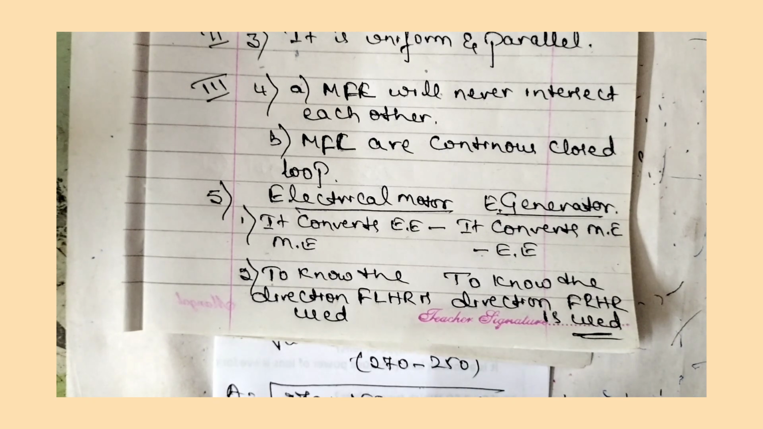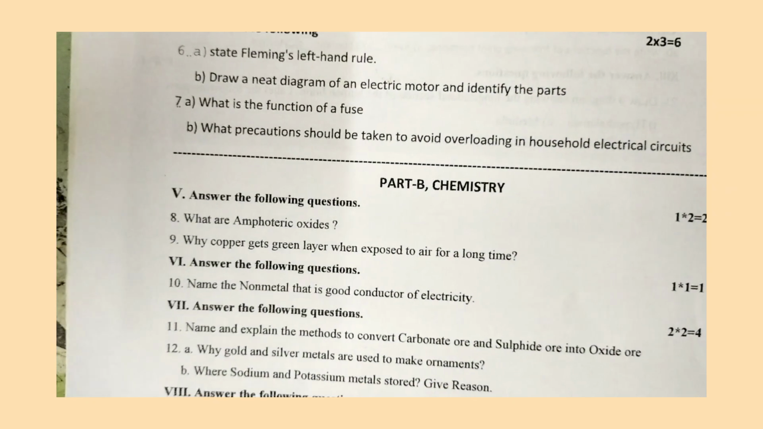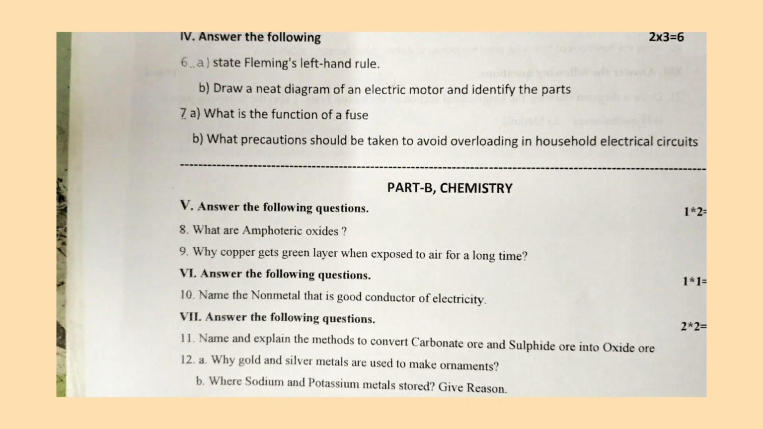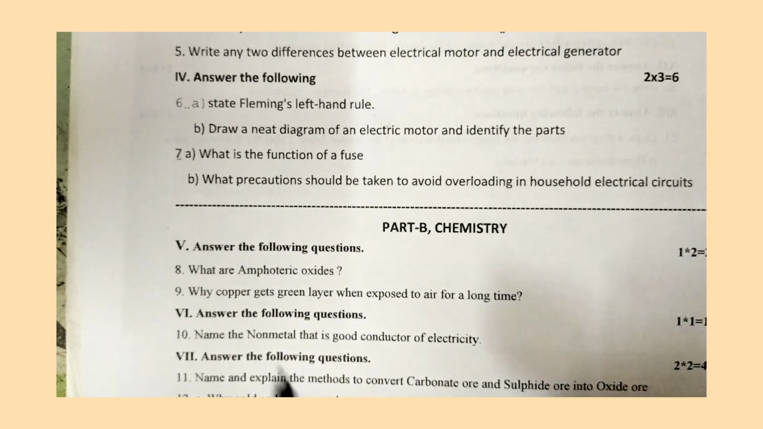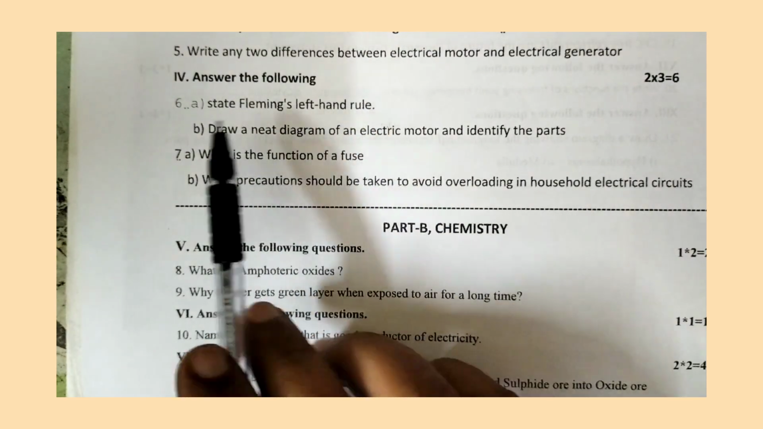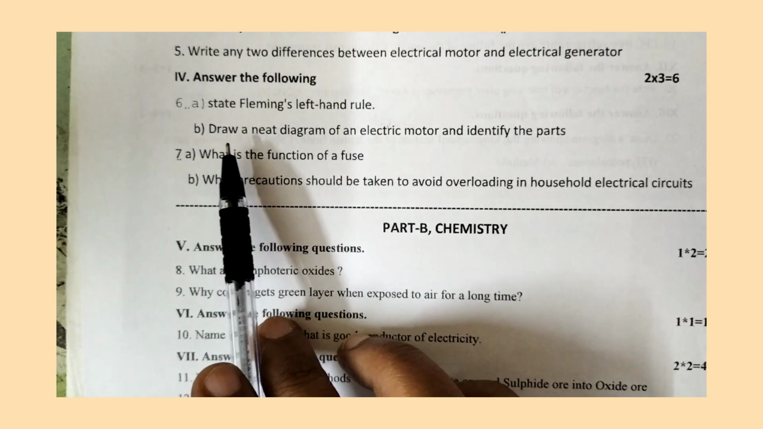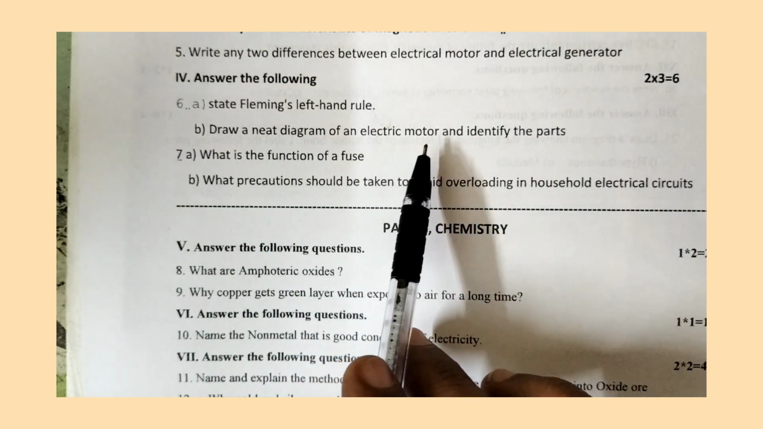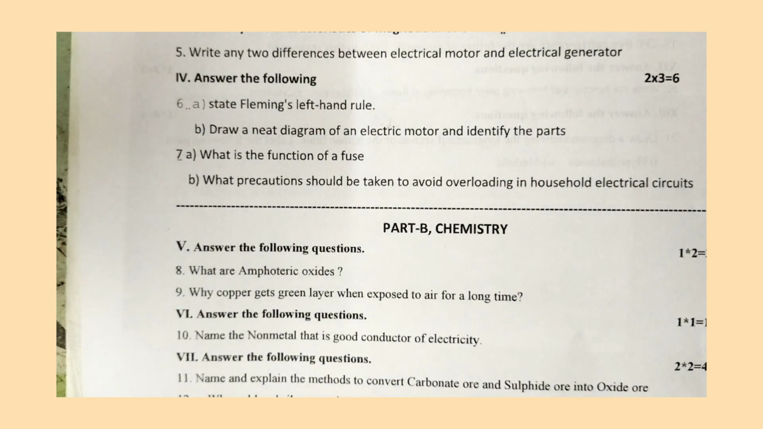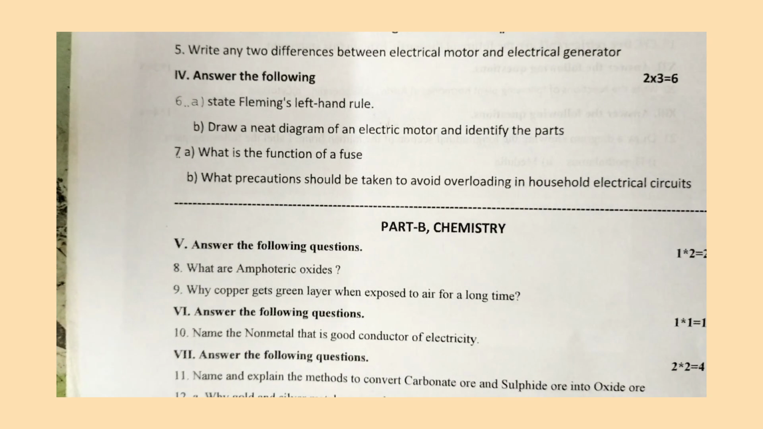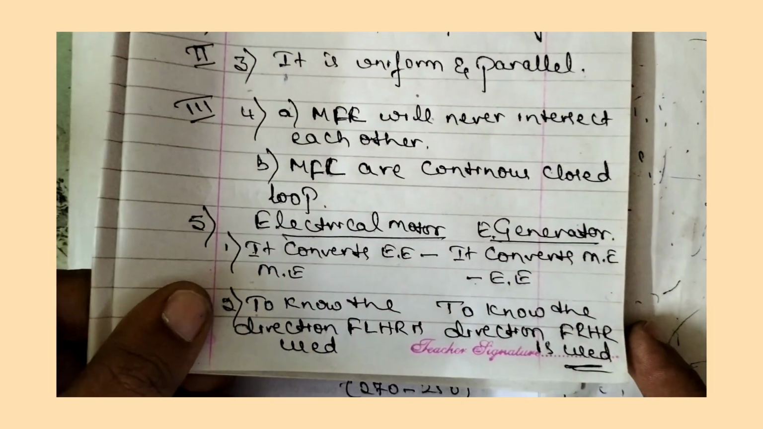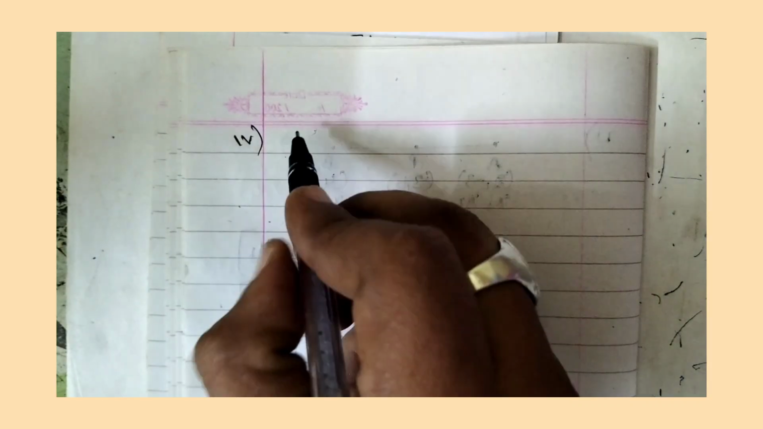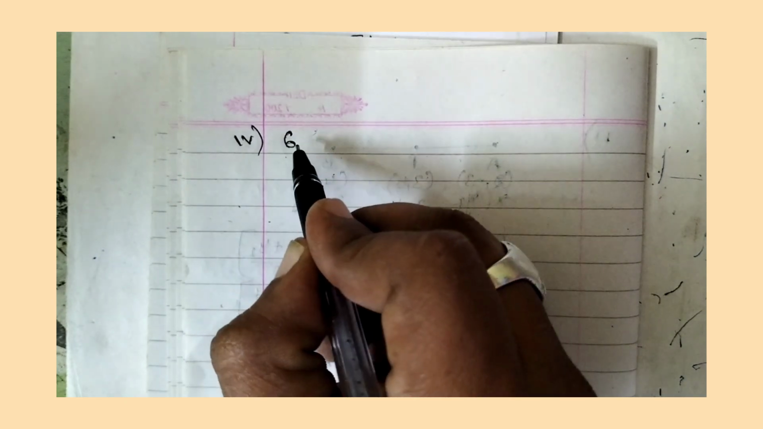So now let us move to the fourth main, that is the 3 marks question, question number 6. In question number 6 they have given: A, state Fleming's left hand rule, and B, draw a neat diagram of electric motor and label the parts. So this is the fourth main, and each question carries 3 marks.